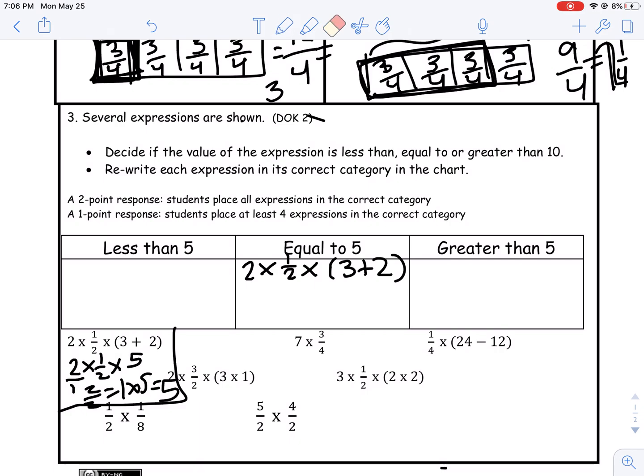I am going to go ahead and erase this, guys, just to make it easier, but I'm just going to put a check mark over it to know that we have, in fact, done this one. 7 times 3/4, our next one.